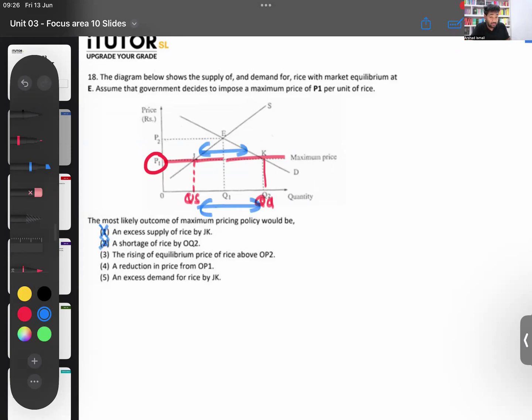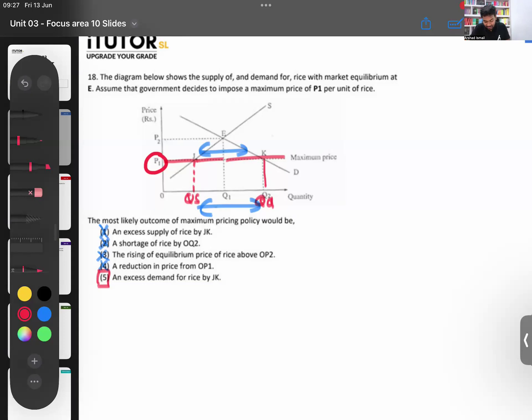A rise in the equilibrium price above OP2. That's not going to happen. There is a maximum price. Reduction in the price from OP1 won't happen. Excess demand for rice by JK. And that could be our answer. So when you have a maximum price, there will be an excess demand.